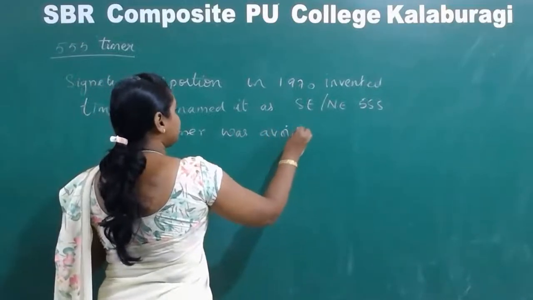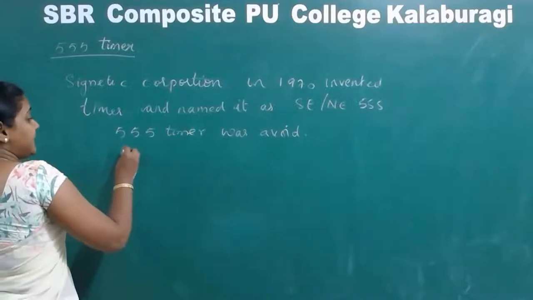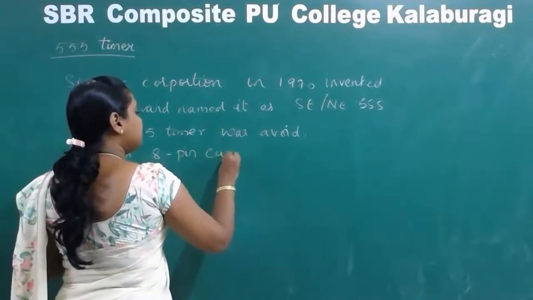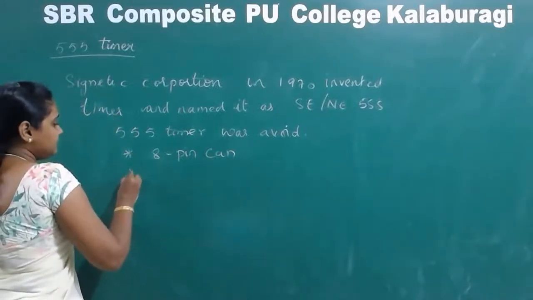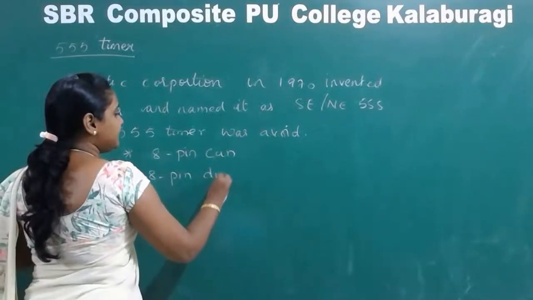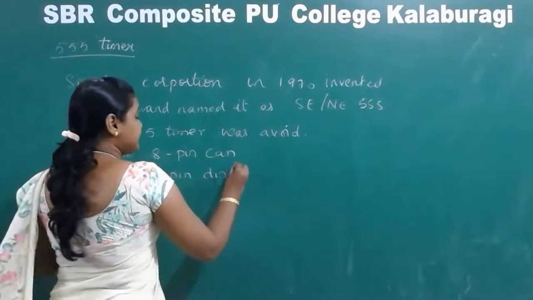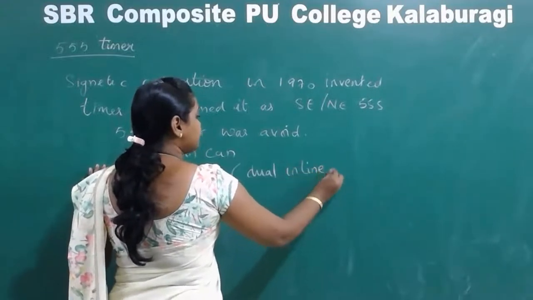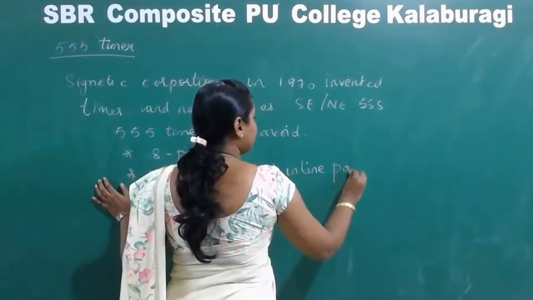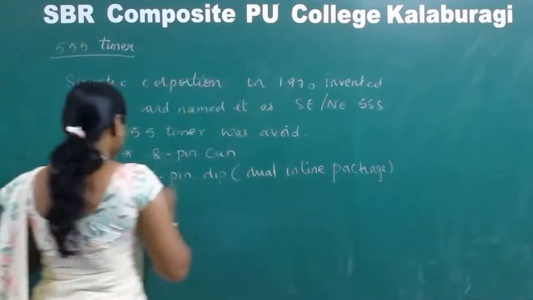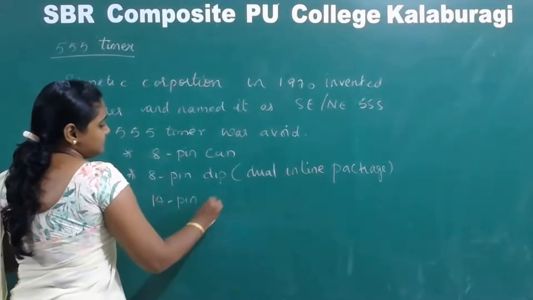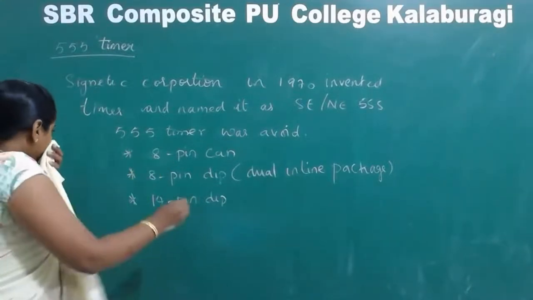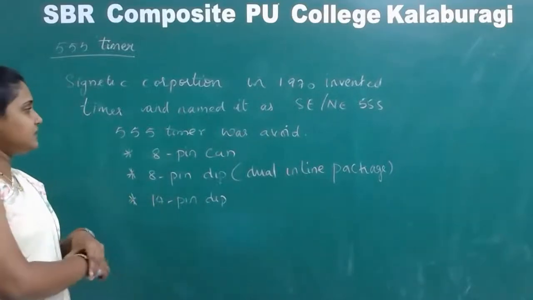Now it is available in bigger packages, and also in multiple IC forms. At that time it was available as an 8 pin can, and also in the form of an 8 pin DIP, that means dual inline package. We have studied the dual inline package already while studying the IC 741. It is also available in a 14 pin DIP package. This one has one set of 555, whereas this will have two sets of 555 available in the IC form.